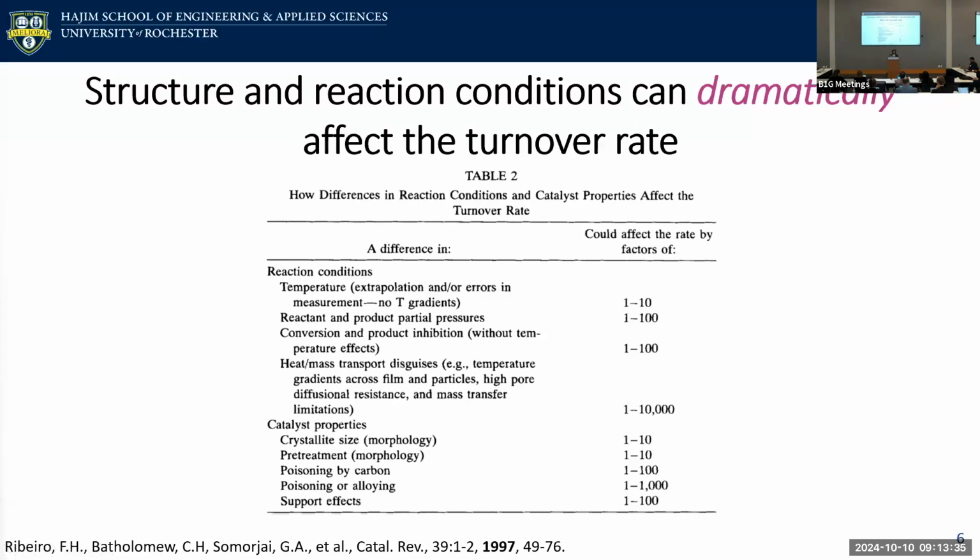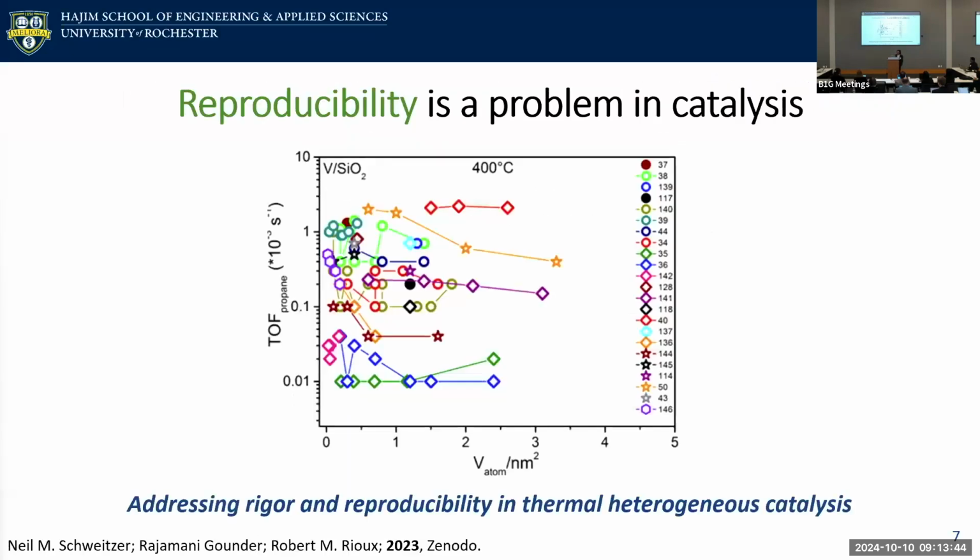Putting all of that into consideration, this paper was brought to my attention by Neil a few months ago. Putting this all together in the report that Neil, Raj, and Rob put together last year or the year before, they showed this example of propane oxidative dehydrogenation on vanadium on silica. For this catalyst, all these different examples run at 400 C, and the measured turnover frequencies vary by 2 orders of magnitude. Considering the work done by Fabio and co-workers earlier, I'm actually surprised that these rates don't vary by more, considering all those effects.